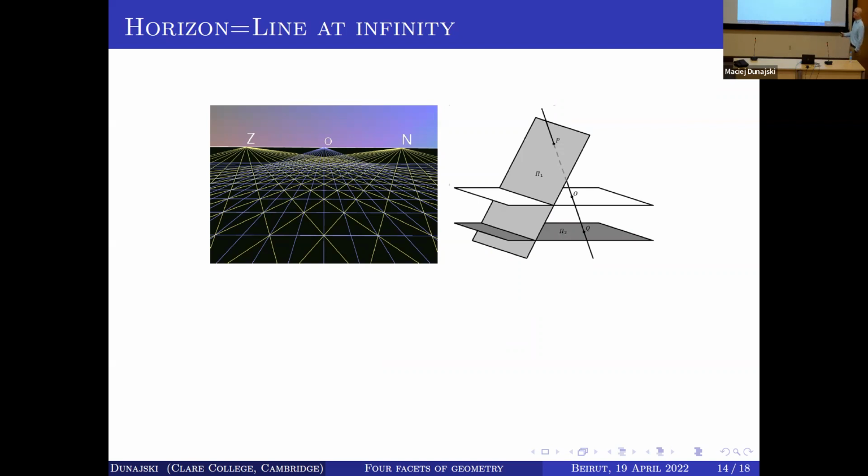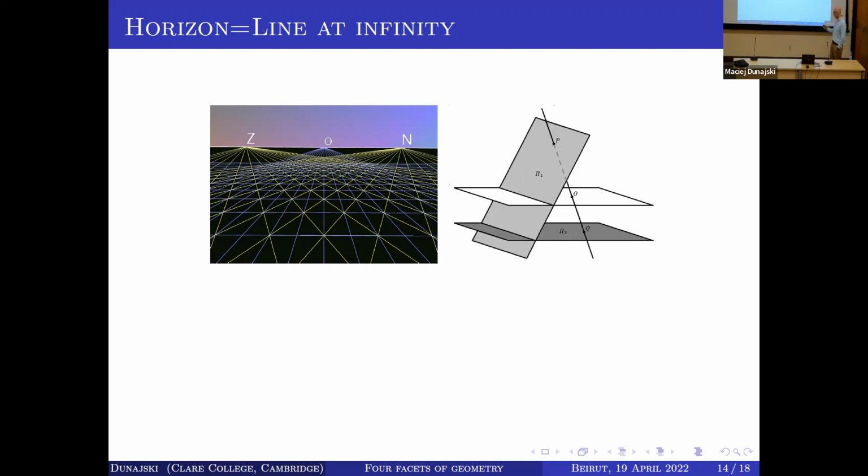And the key object here is a horizon or a line at infinity. So the arena for this projective geometry is a plane with one line attached to it, and this is the line which you see if you drive. I don't think there are such roads in Lebanon, but there are many of them in the US where you drive, there is a road that goes for 30 kilometers or more, and all you see are the sides of the road converging at some point.